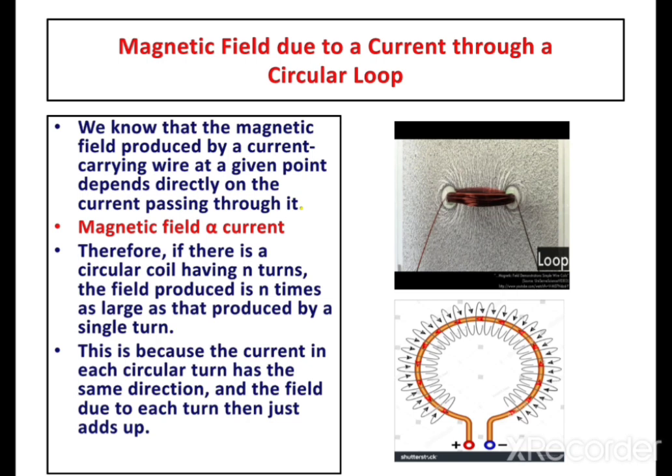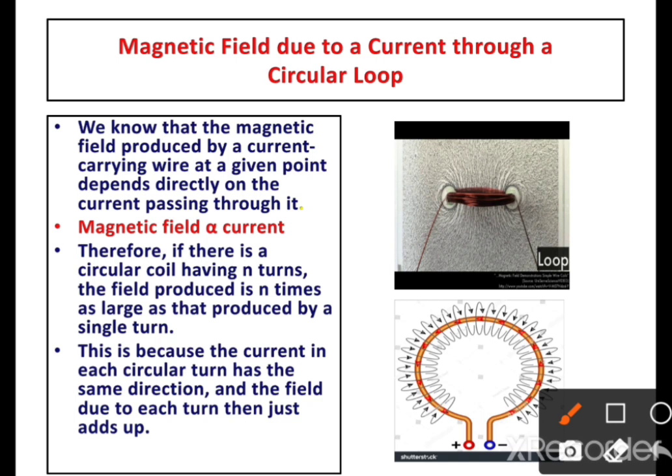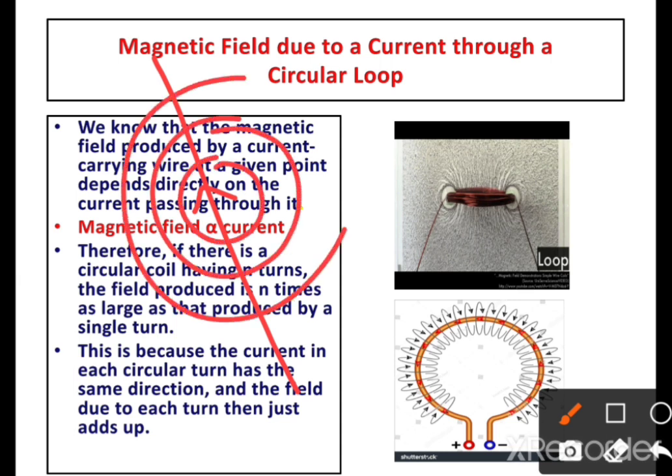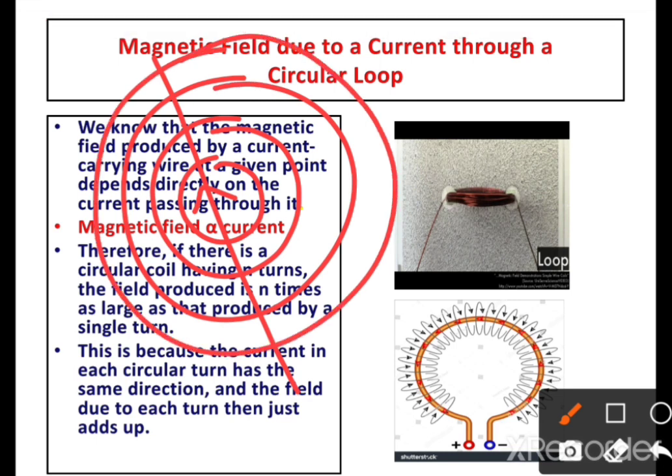Now the magnetic field due to a current through a circular loop. We know that the magnetic field produced by a current carrying wire at a given point depends directly on the current passing through it. In a straight conductor, we know that when the current is increased, the strength of the magnetic field also increases. So from this we can say that the magnetic field is directly proportional to the current. When current increases, magnetic field also increases. When the current decreases, the magnetic field also decreases.